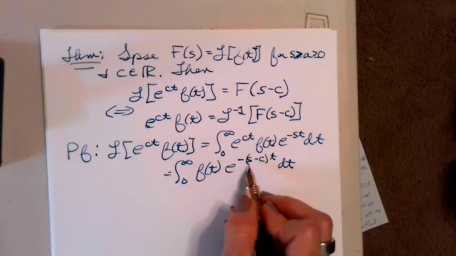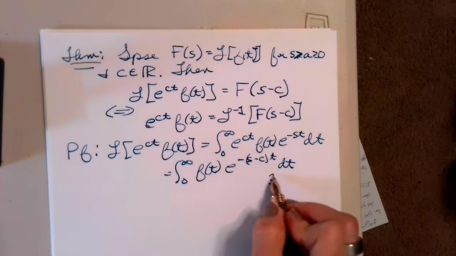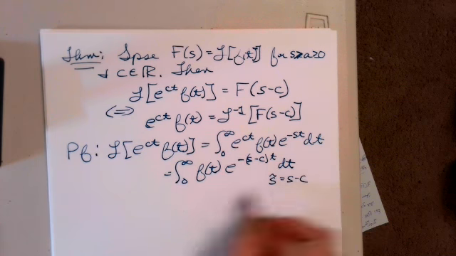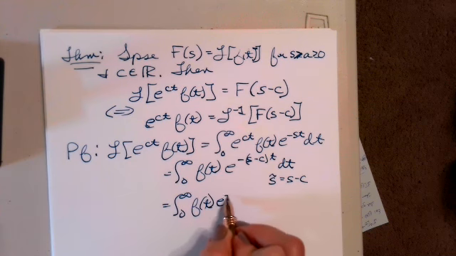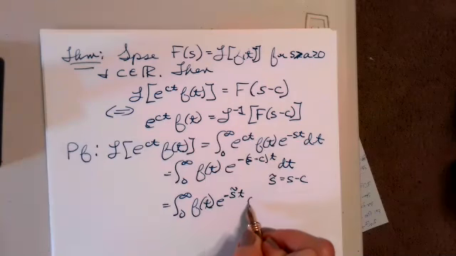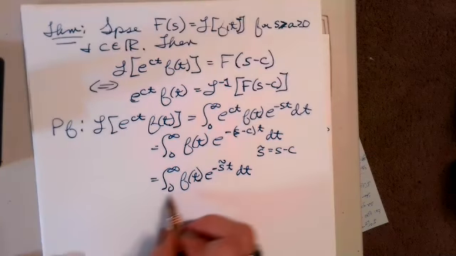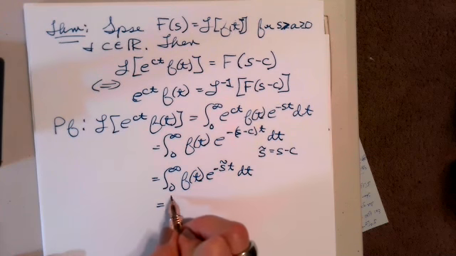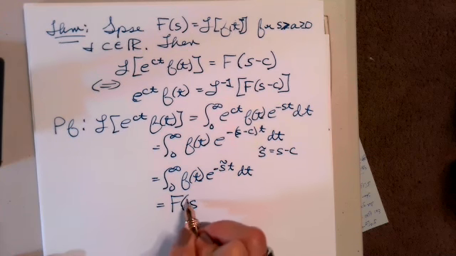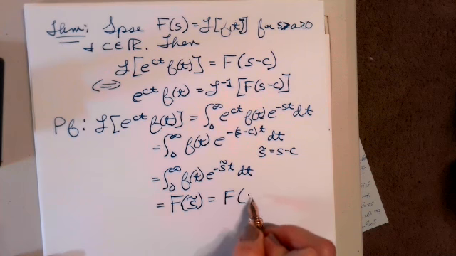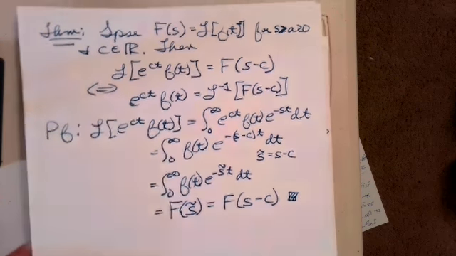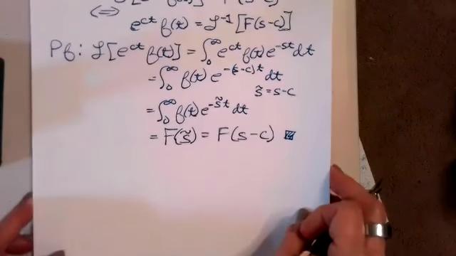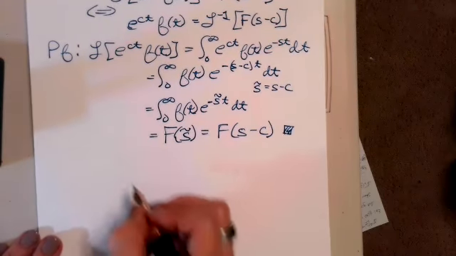And so what is this? Think of that as s tilde. That is not the variable of integration, so there's nothing to change in the dt. So this is the Laplace transform of f at the argument s tilde, but what was s tilde? S tilde was s minus c. Okay, so that's it. All right, so let's practice using that one in an example.